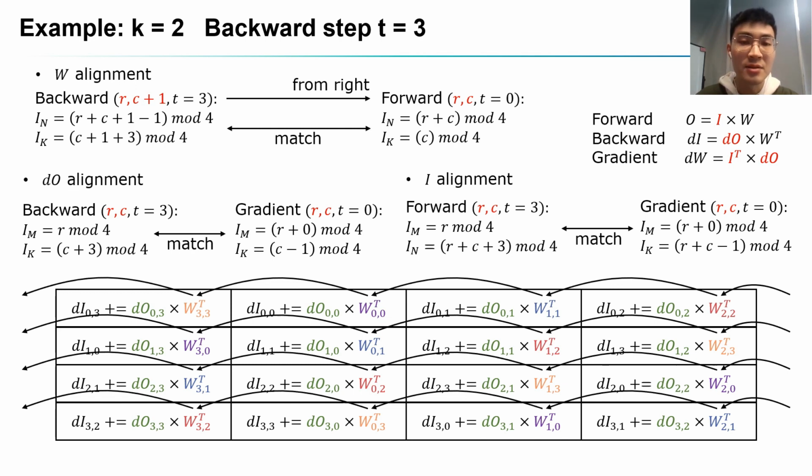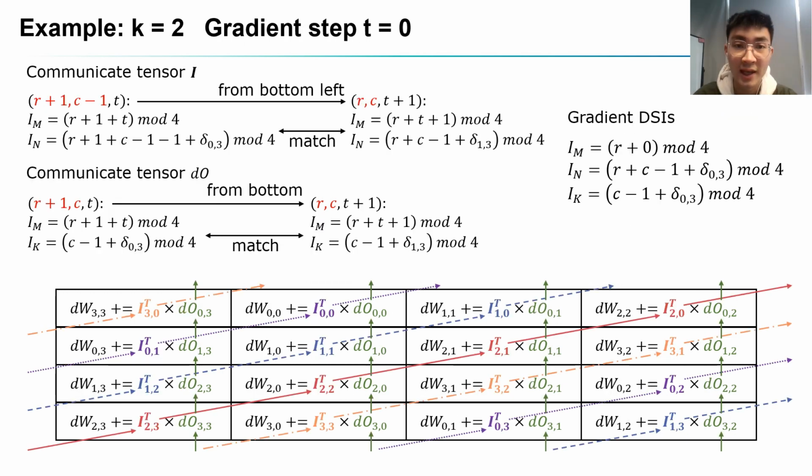Evaluating DSIs of the last and first steps of backward and forward for W shows that a leftward shift is required. Also, we have designed the DSIs so that the tensor DO and I can be directly used when entering gradient phase without other communications. Communication patterns during gradient phase can be determined with similar reasoning.